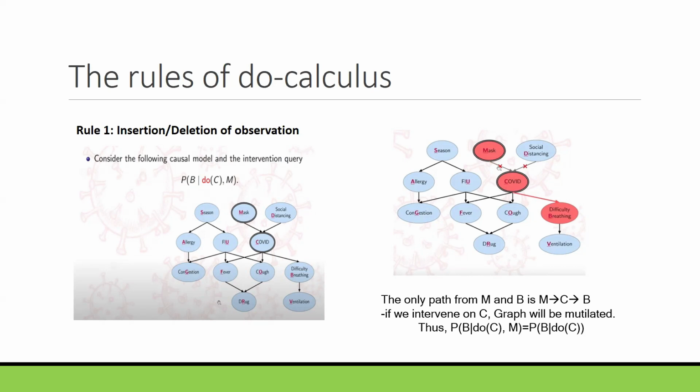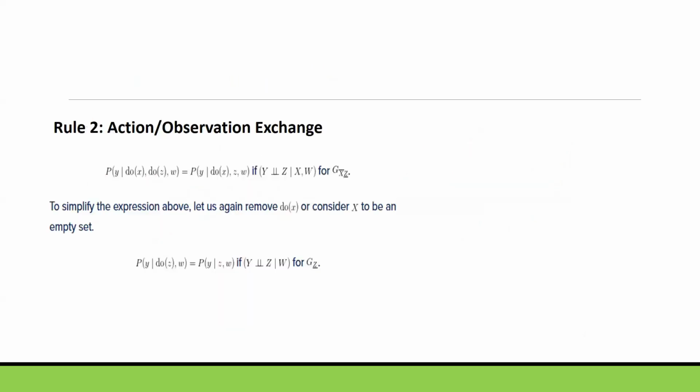Intervening on mask or observing mask doesn't add any value to understanding the estimates of difficulty of breathing, so we intervene on COVID. That's called rule number 1, insertion or deletion.